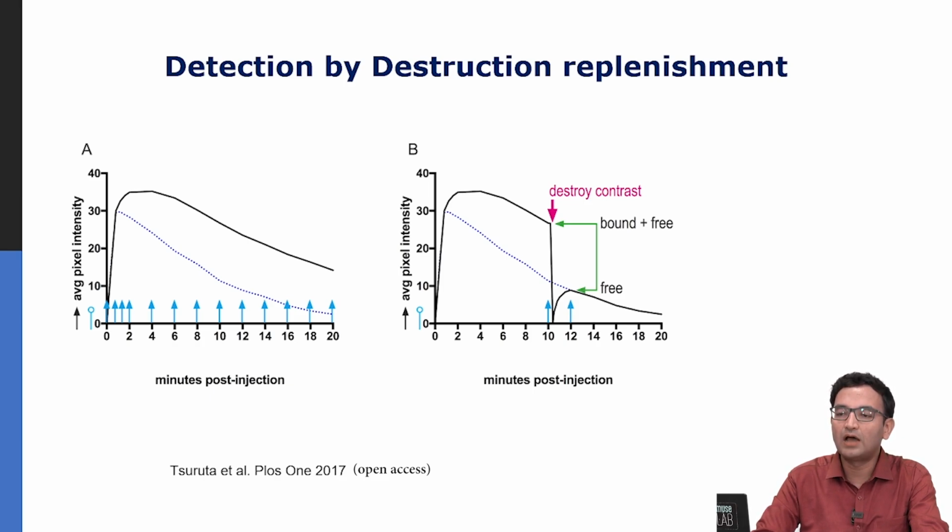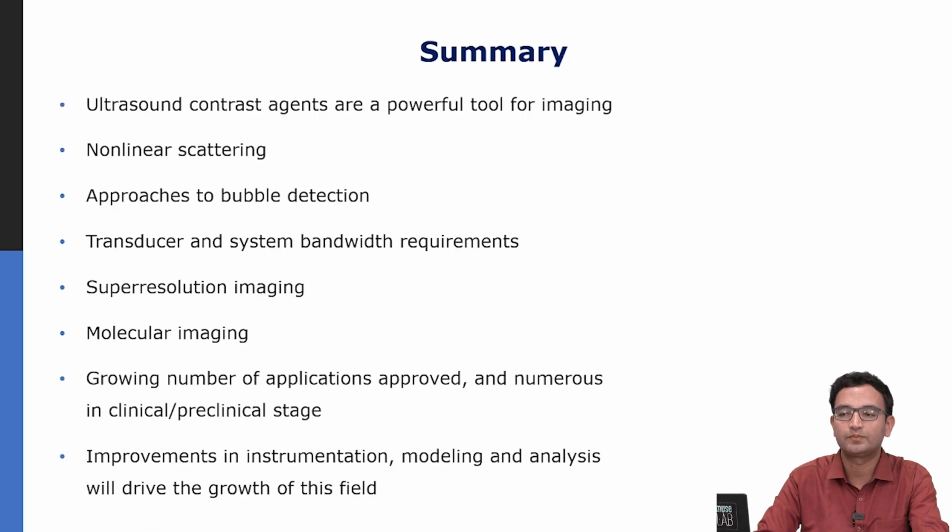And therefore, there are other approaches such as detection by destruction replenishment. You can use a flash pulse to destroy the microbubbles. So initially the signal that you have contains bound plus free microbubbles, and then you destroy the bubbles, all of them get destroyed. The free microbubbles quickly come back into the field of view, but the bound microbubbles will take time to bind and therefore are not present yet. If you take the difference, then you can find the intensity of the bound microbubbles initially. So this is another approach to detect bubbles that are already adhered to a surface.